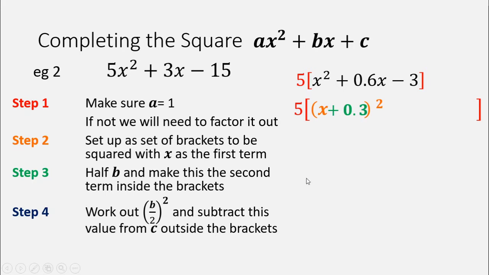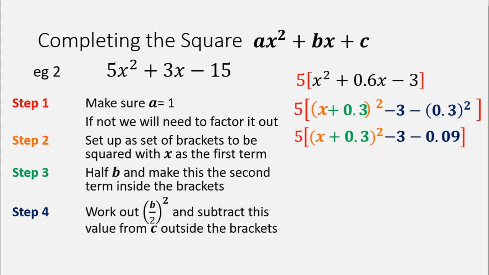You can use a calculator. Please do, because I know there's going to be place value mistakes if you don't. And subtract this value from the value of c outside the brackets. So I'll put minus 3 here, and then I'm going to subtract. I know a lot of you think it's 0.9. It's 0.09. 3/10 times 3/10 becomes 9/100.